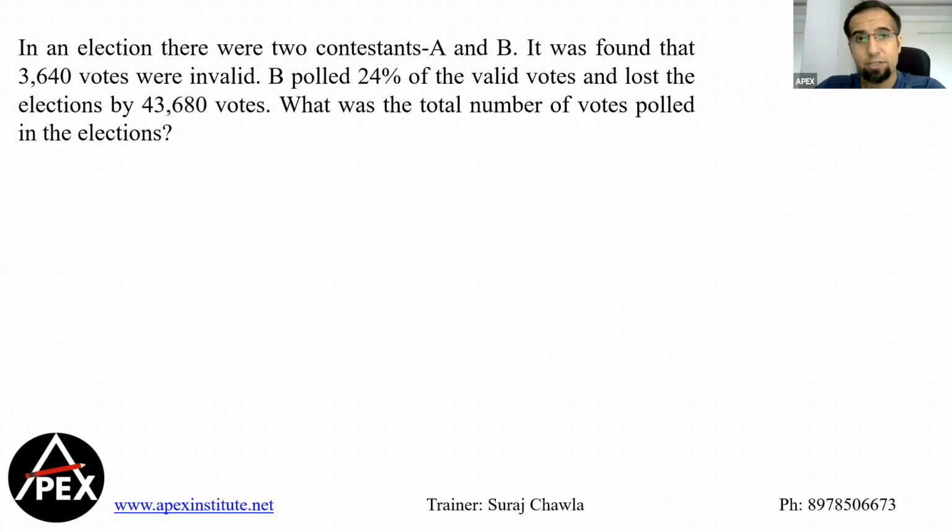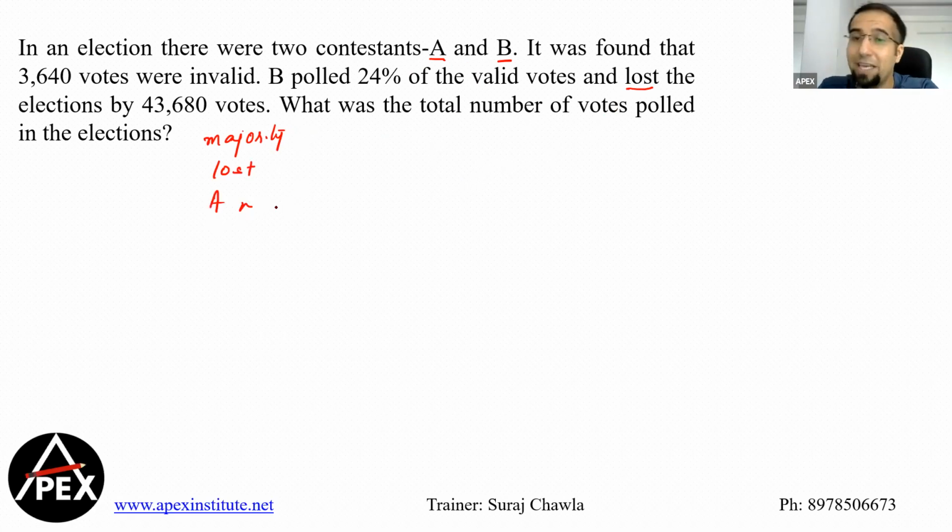So yeah, let's look at this. It's an election-based model. Now in elections, close to 99% of the questions, you generally get questions where there are only two contestants, A and B. It is found that 3640 votes were invalid. The most important point that you need to understand here is, the word used is lost, or sometimes the word used is majority, or it might say that A won the election.